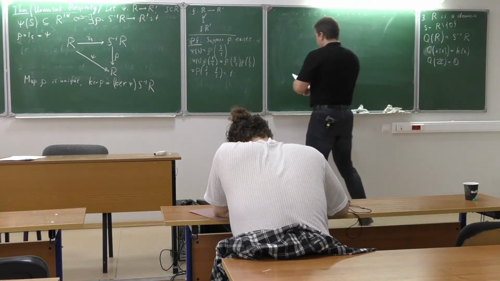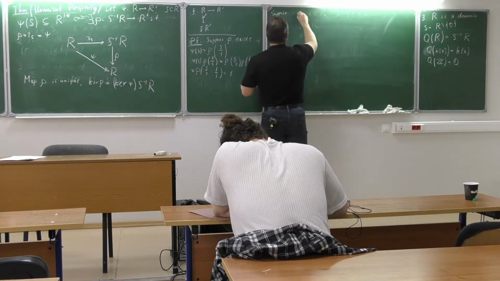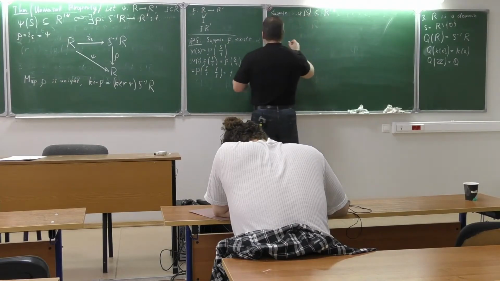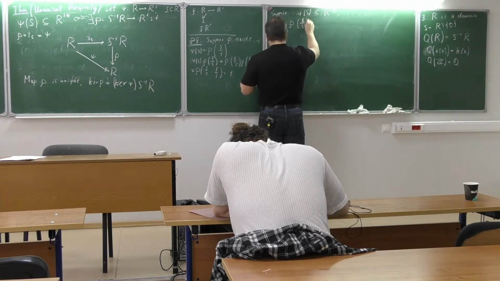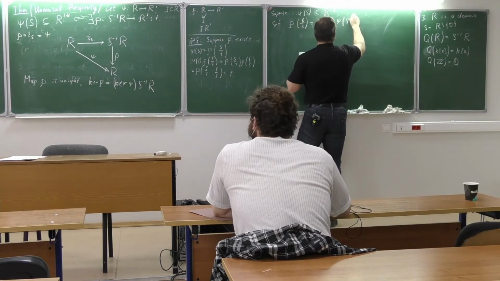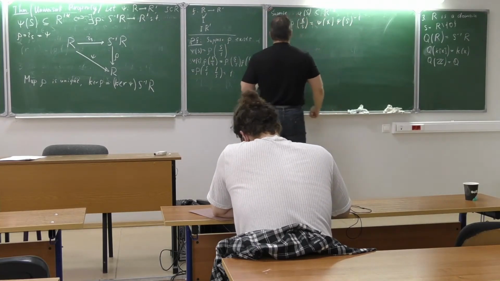Okay, now let's go in the other direction. Now suppose that psi of S is contained in the invertible elements of R prime. I can just, by definition, set rho of some fraction x over s to be psi of x times psi of s inverse. So this is well defined.